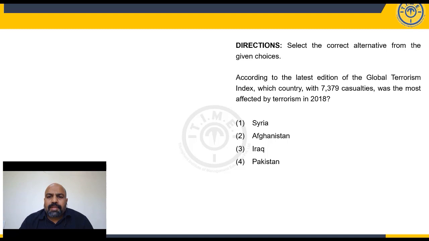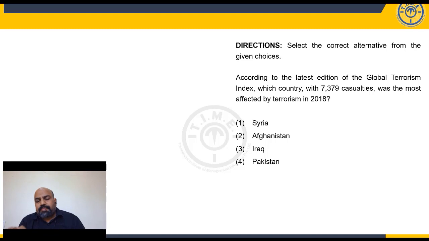When we come to the answer, both Syria and Afghanistan are right, because there is hardly any difference between these two countries in terms of terrorist violence. But Afghanistan would be a little ahead of Syria, so you could look at Afghanistan as the right answer. But let's discuss Syria.